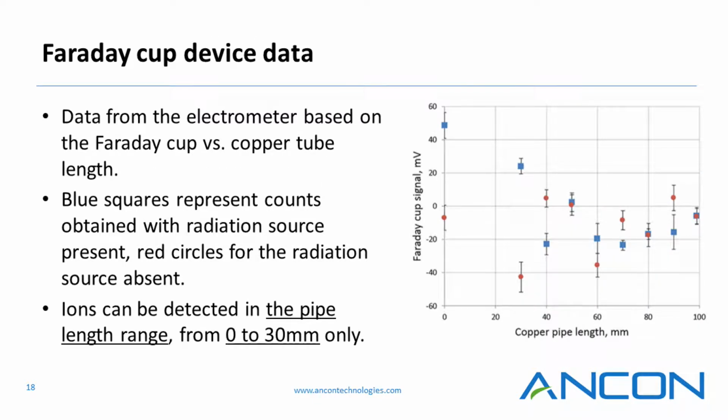Using the same experiment, the Faraday cup device was tested with results as shown here. Again, with blue squares showing the count occurring when the radiation source is present, and red circles for when the radiation source was absent. This experiment demonstrated that with a Faraday cup electrometer, ions could only be detected in the pipe length range up to 30 mm.